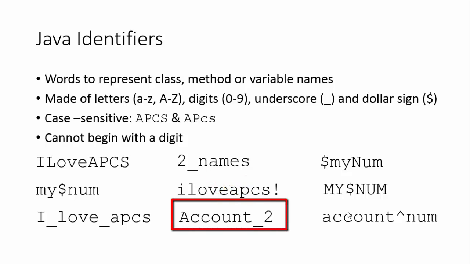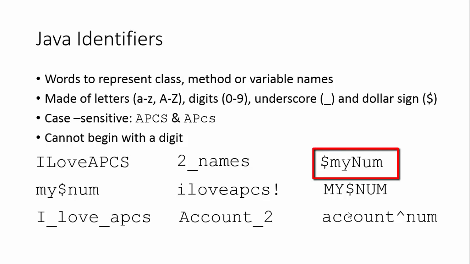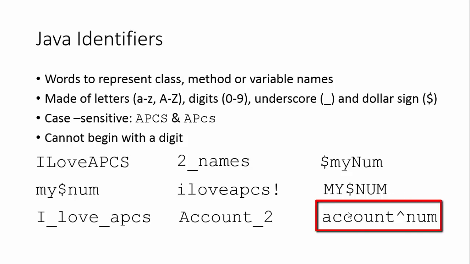Account_2. Yes, I'm allowed to use upper and lowercase letters. $my num. Yes, I can begin an identifier with a $ sign or an underscore. My $num. Yes. Account^num. No. You may not use the hat or the caret symbol when creating Java identifiers.